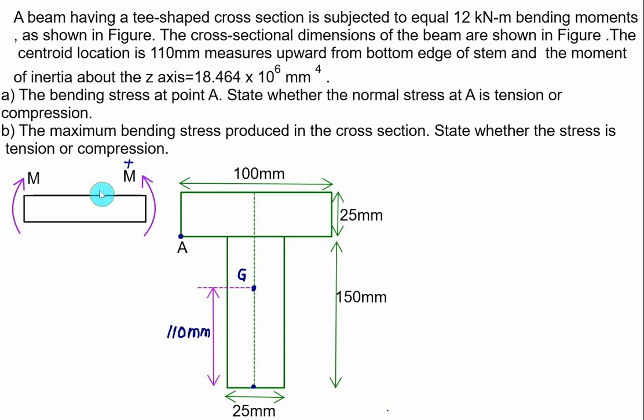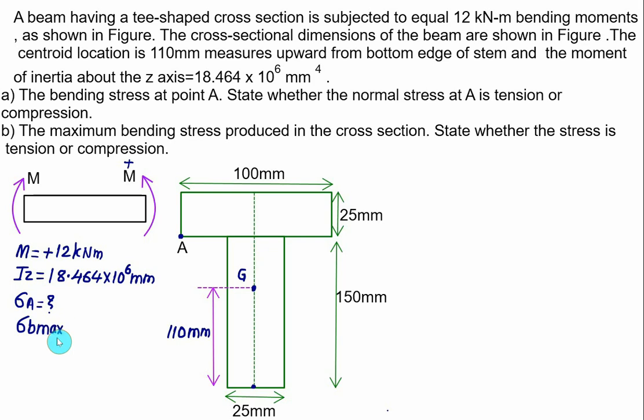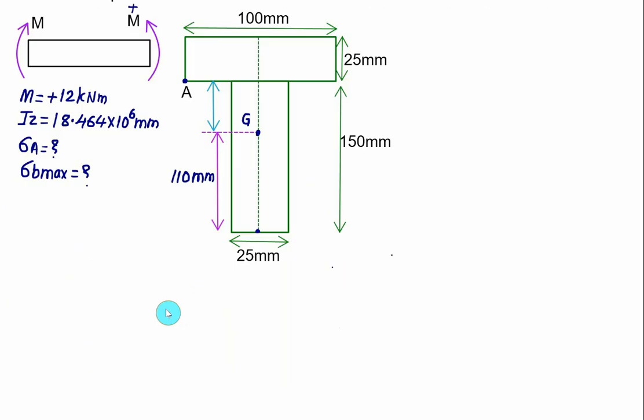So we have been given the value of M, and the value of M is positive and is equal to 12 kilonewton meter. Then the moment of inertia about the z-axis is given, that is the value of Iz is 18.464 × 10^6. We have to calculate the bending stress at point A, and you also have to calculate the maximum value of bending stress, and you have to state the nature here, whether this is tension or compression.